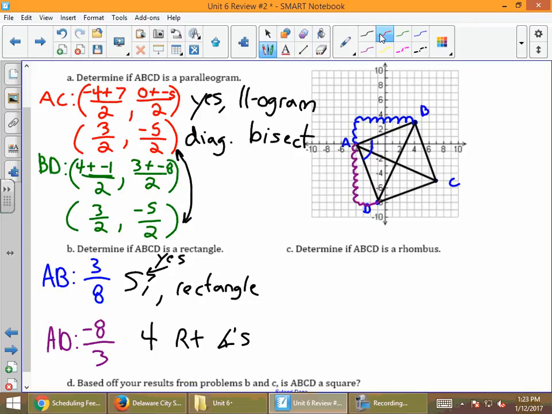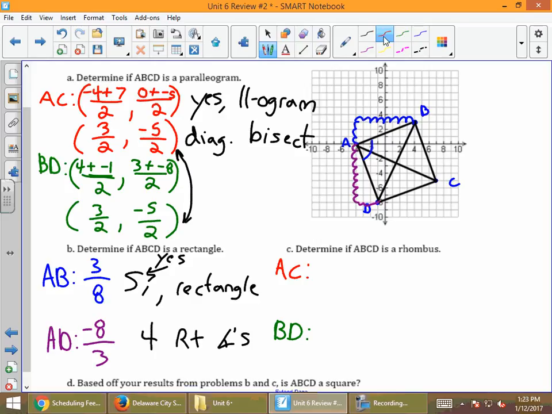Determine if ABCD is a rhombus. Is it a rhombus? What does it mean to make a rhombus? What do rhombi have? Yes, Chloe. The diagonals are perpendicular. So we're going to have to find the slopes of those diagonals, see if we have opposite reciprocals again, and then we would know if this is a rhombus. So let's find AC. Let's find the slope of AC. Then we're going to find the slope of BD.